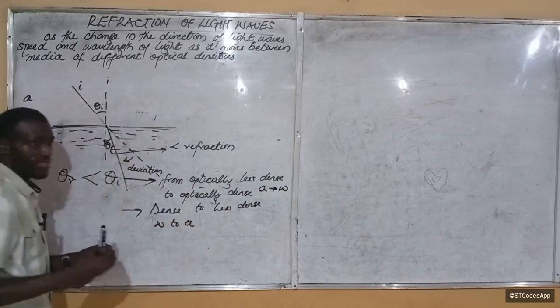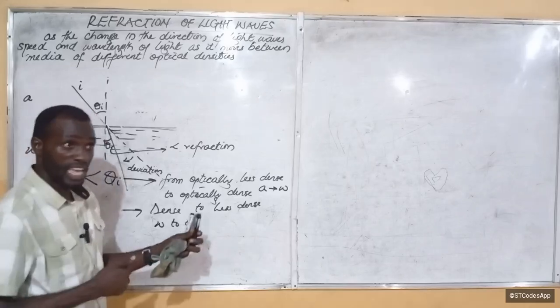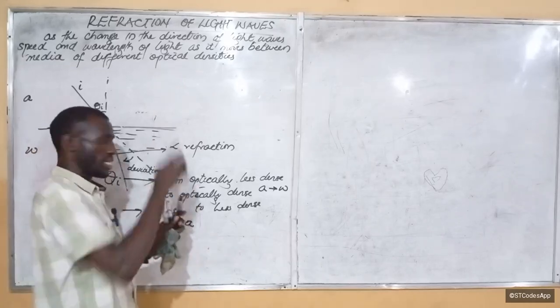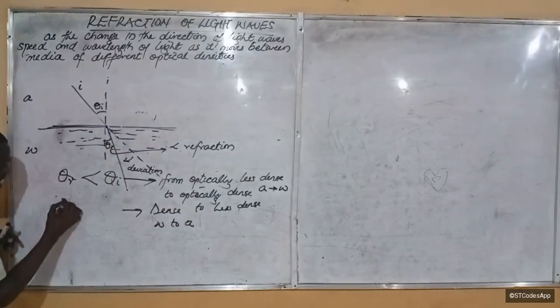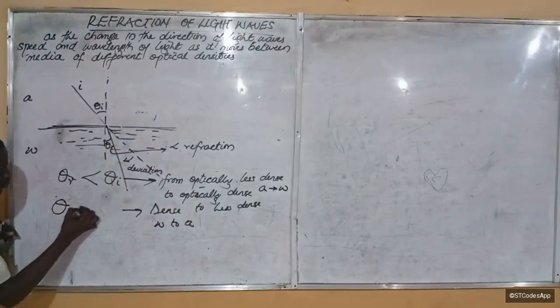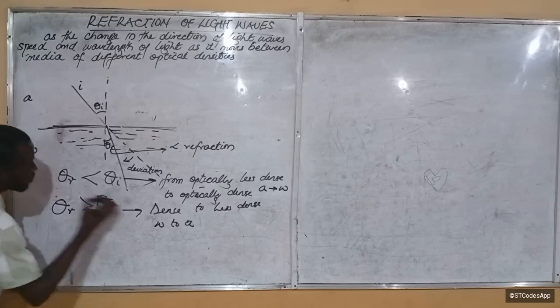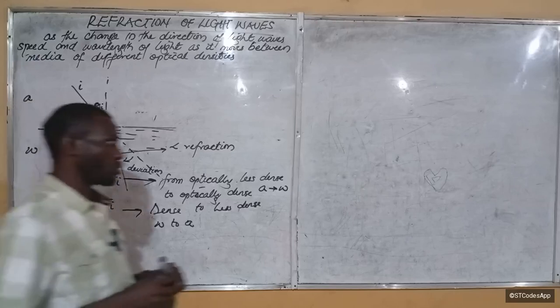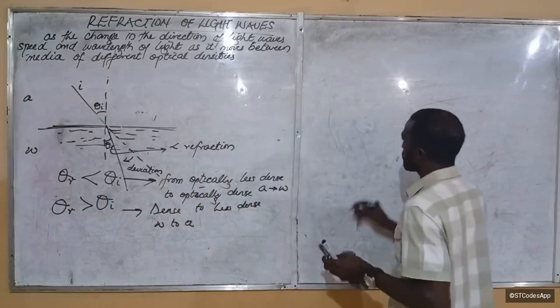So for example, if I light a torch from inside water and it proceeds outside, what will happen is that the angle of refraction will be greater than the angle of incidence. And I'm going to show you that. So look at what happens now.